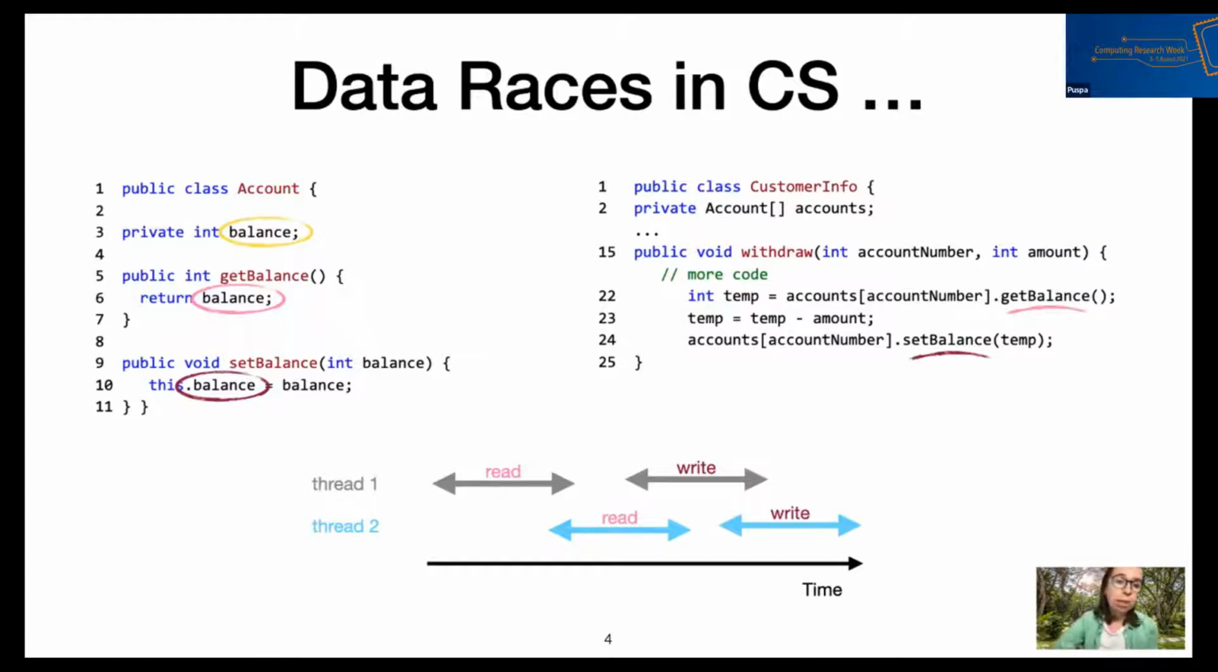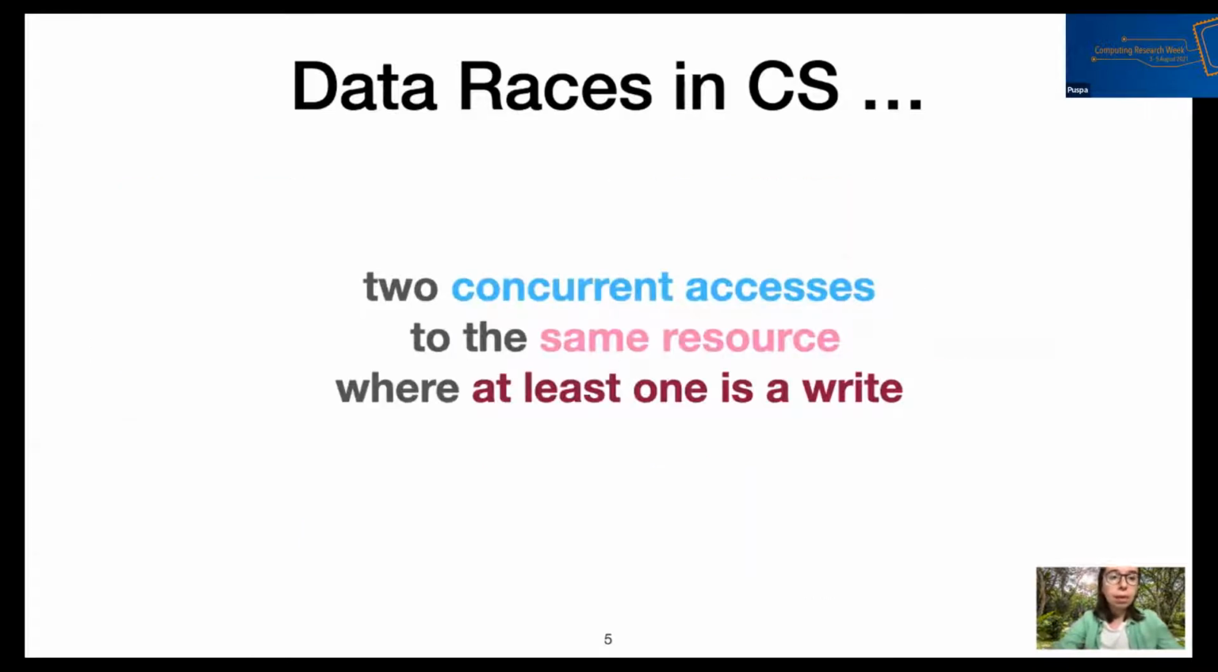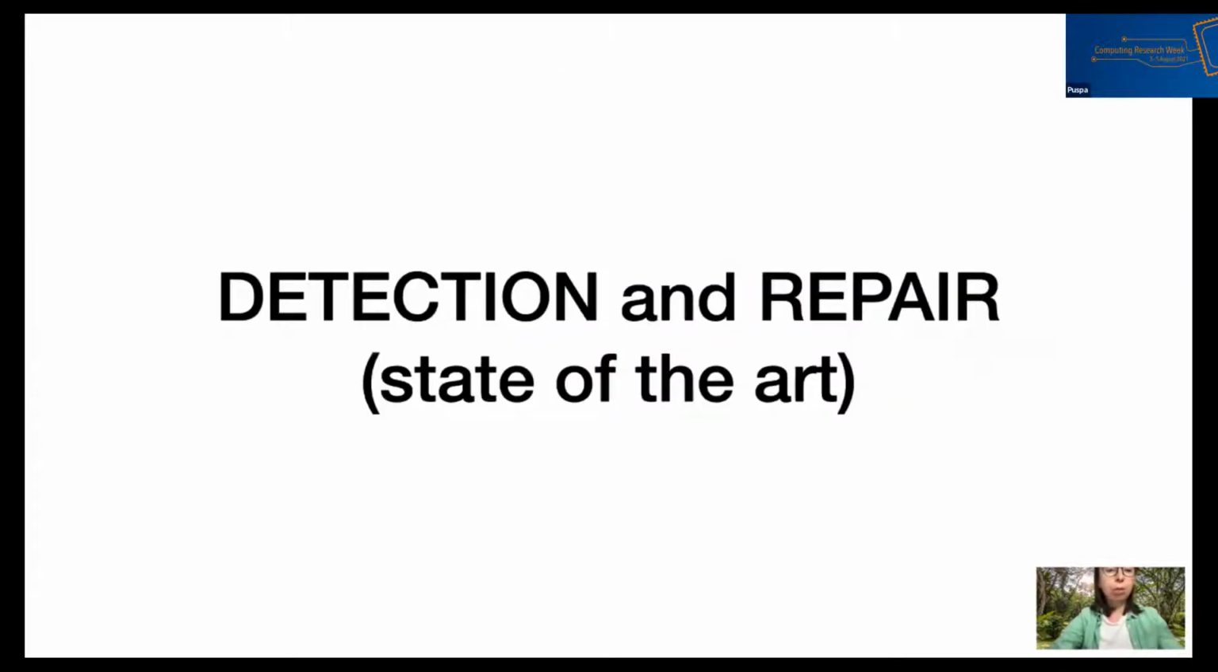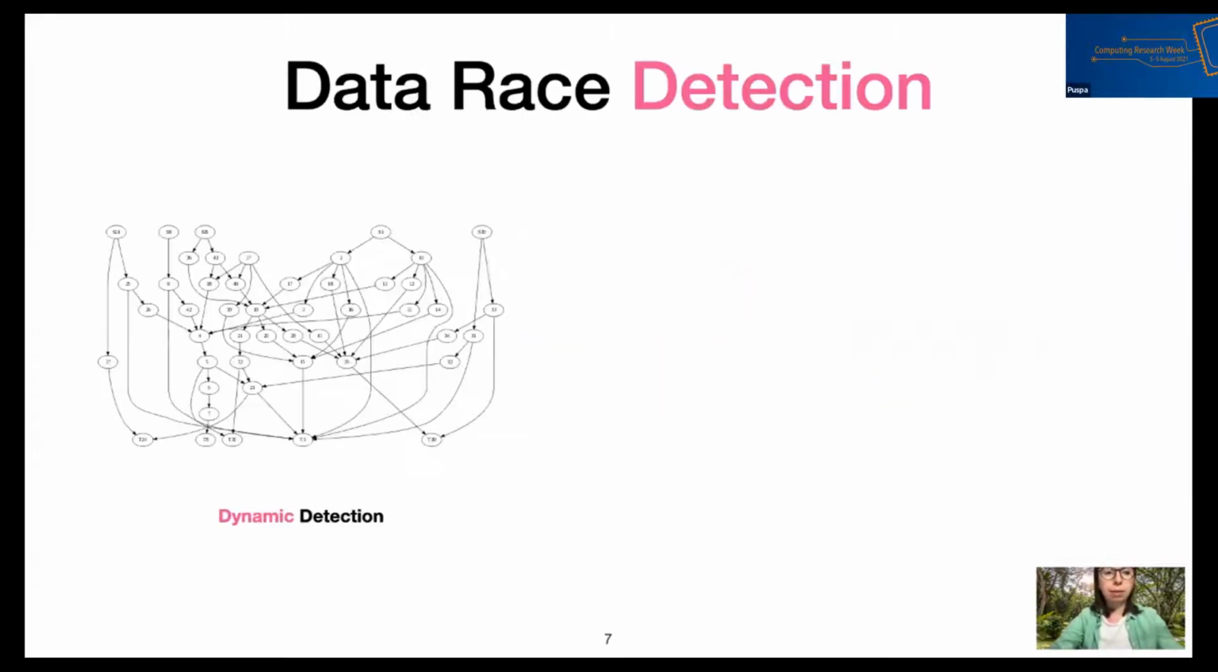Now, the even more subtle bug here, though, is that two accesses may race on the same memory location, possibly causing serious memory corruption or memory leak and not just inconsistent balance. In a nutshell, a data race is defined as two concurrent accesses to the same resource where at least one is a write. Let us next see how to detect and repair data races.